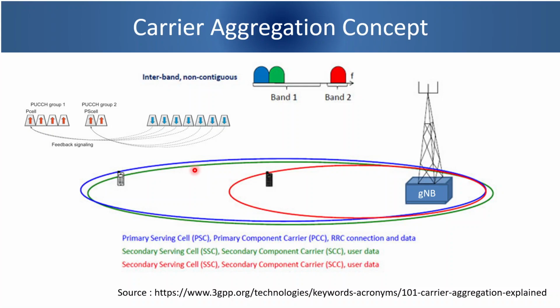The other two component carriers, the green one and the red one, are transmitted from the secondary serving cell, and these component carriers are known as secondary component carriers, SCC, and these carry only user data. They don't carry the control signaling or RRC connection. So this is the concept of carrier aggregation, how control signaling and data is transmitted over the aggregated carrier.